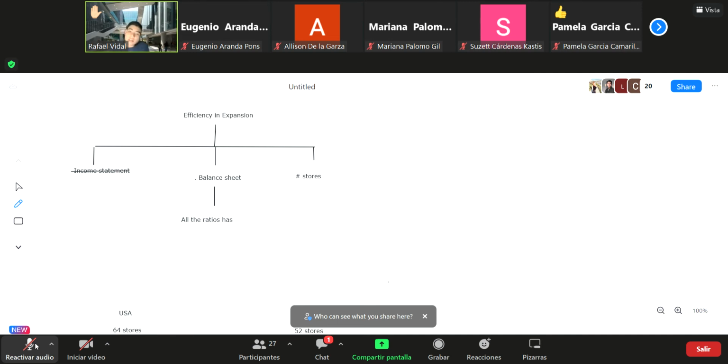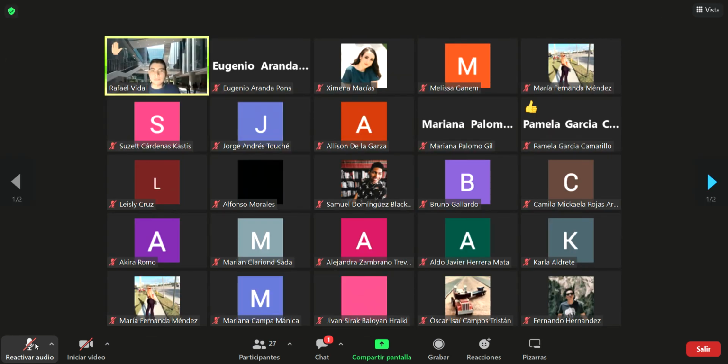Les voy a mostrar, antes de que empecemos a cerrar la clase, lo que se muestra en el caso Roku. Porque así como yo calculé ciertas cosas para entender qué está pasando con Tiffany & Co., entender de dónde viene el problema. So that's what you have to do with the Roku 2021 case. That's for the final exam.